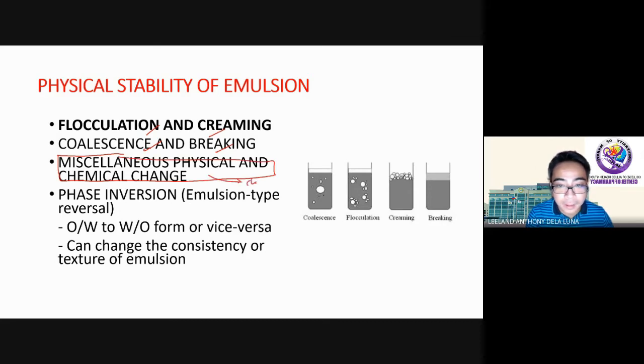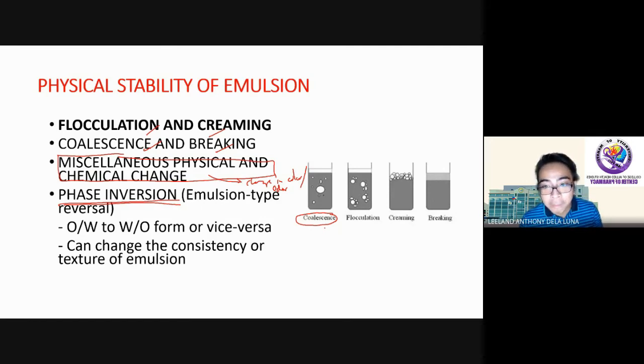Okay, change in color or odor. Nung umpisa, mabango siya, tapos biglang parang napanis yung emulsion natin. So that's a change in our emulsion that is, of course, undesirable. Or pwede kasi nagkaroon ng phase inversion. Okay? Now, ano pinagkaiba ng isa sa isa? Pag sinabi kasi nag-coalesce yung emulsion natin, di ba, class, dapat homogeneous ang mixture?